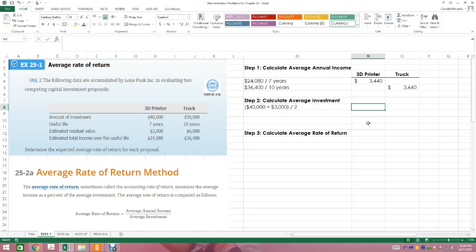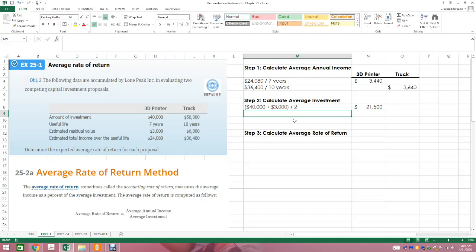Now let's do that calculation here. That's 40 plus 3, that's $43,000 divided by 2. That's going to give me $21,500. So my average investment for my printer is $21,500. We're going to do the same thing for the truck.